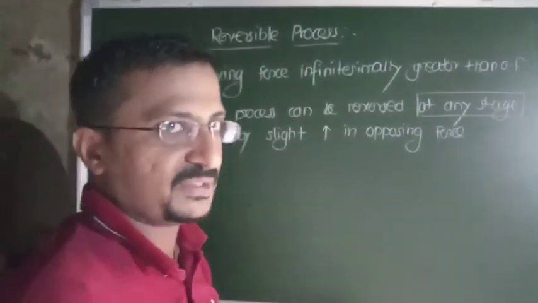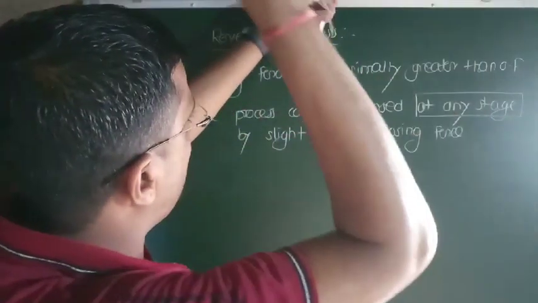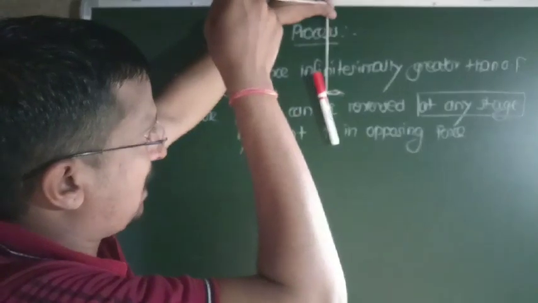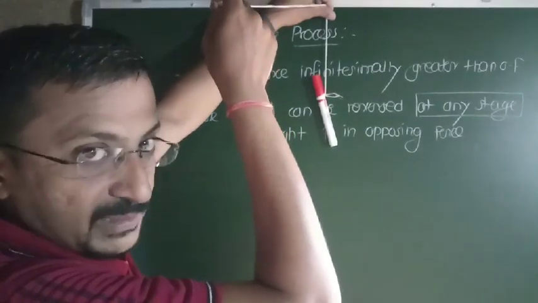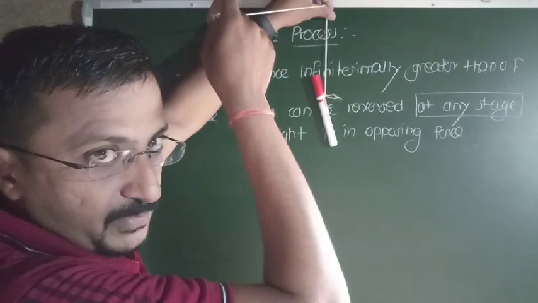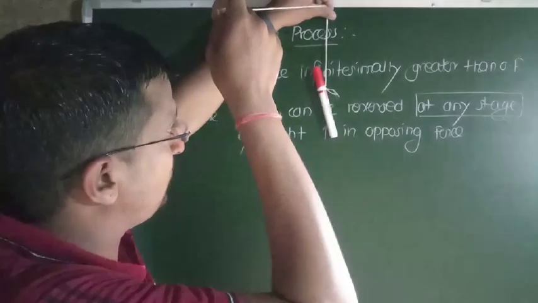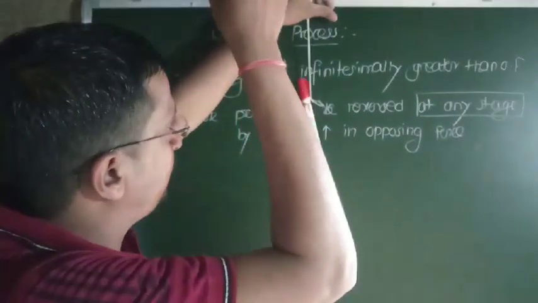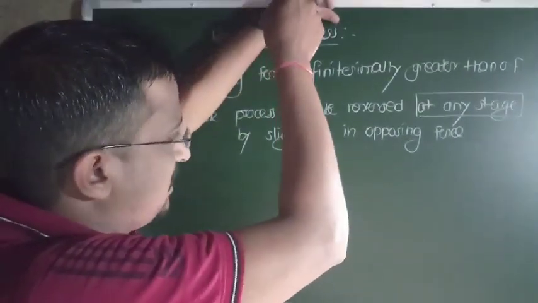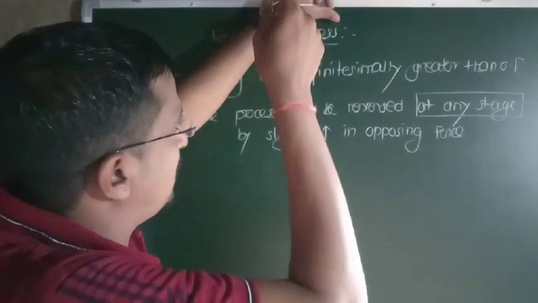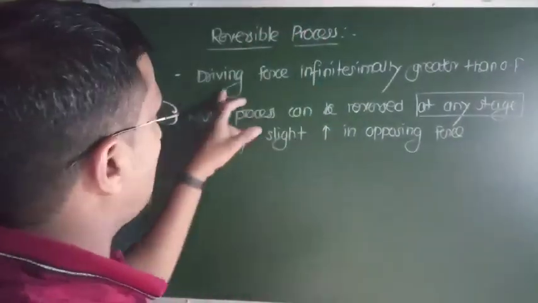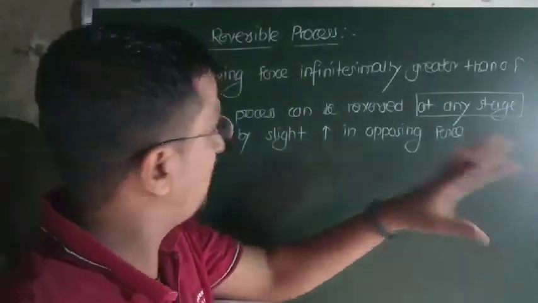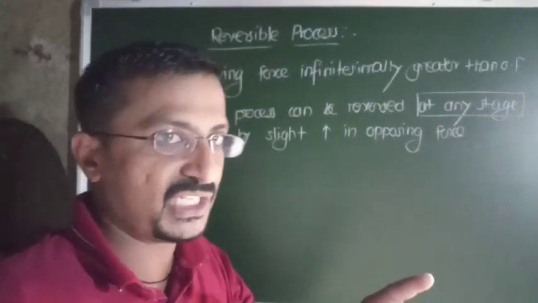Suppose another method, I leave the marker slowly. If I want to revert the marker to the original position, I increase the opposing force like this, and it comes back. If I leave it again and want to revert it from that position, I can revert it again. So the driving force and opposing force differ by an infinitesimally small amount, and the whole process can be reversed at any stage.